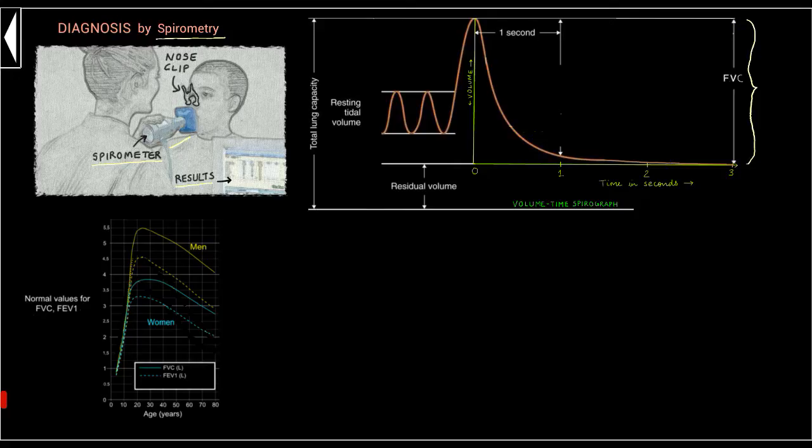The total volume expired is called forced vital capacity or FVC. The part of FVC expired in first second is called FEV1 or forced expiratory volume in first second. Note that these FEV1 and FVC values of reference curve vary according to age and gender as shown in this figure.